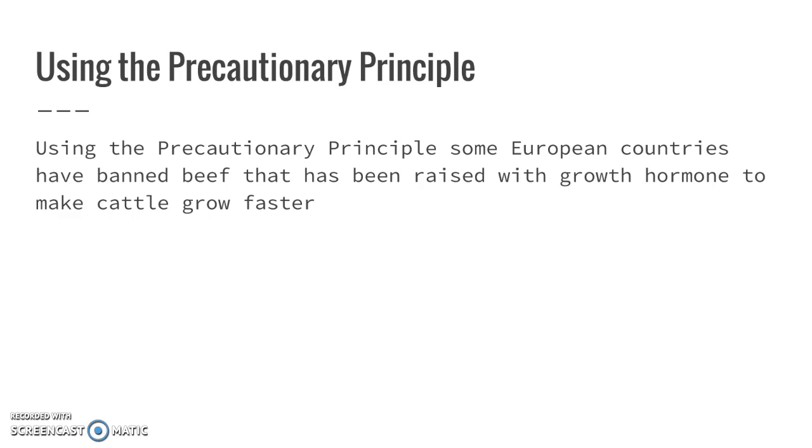One example of this is the European Union has a big problem with the beef that we use here in America. If you buy your beef from the grocery store, you get beef that was grown with growth hormone. And that growth hormone, we have no clue what it does to us. But we do know that it makes the cattle grow faster. Because we do not know what the risk with that is, the European Union has banned it since 1989. So they use the precautionary principle to say, nope, we're not even going to deal with that.